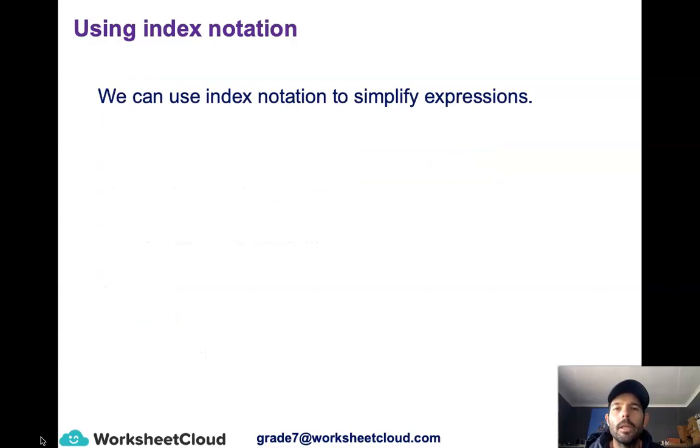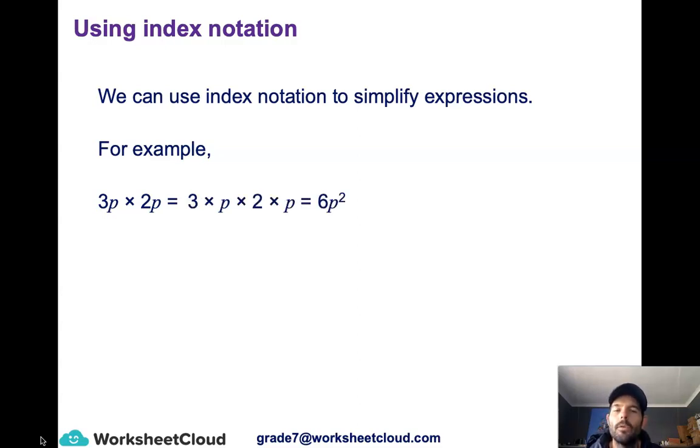So we can use index notation to simplify expressions. Okay, so what do I mean by that? If I have 3p times 2p, well, we know 3 times 2 is 6, and we know p times p would be p squared, and that would give you 6p squared. Okay, so what I've done there is I've expanded 3p times 2p just to show you that that is 3 times p times 2 times p, and then we multiply the numbers together to get 6, and we multiply p times p, and that gives us p squared.